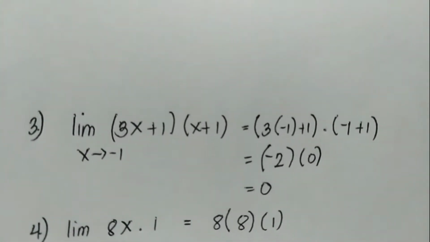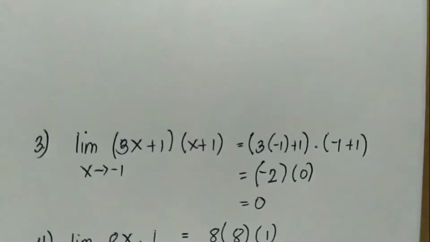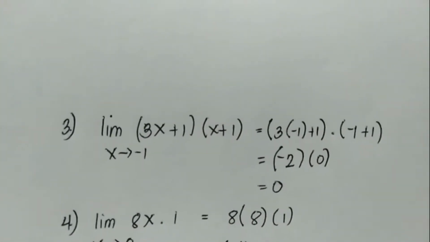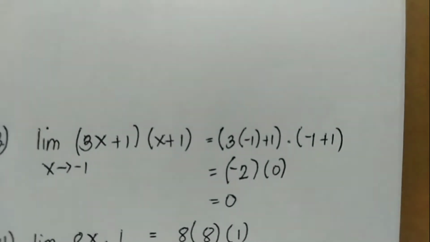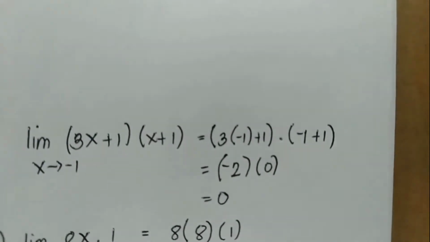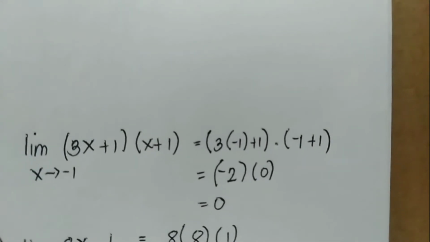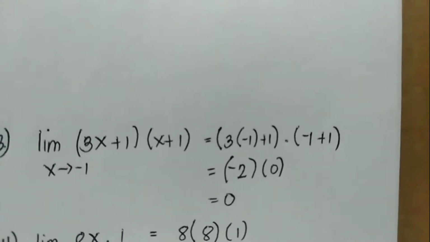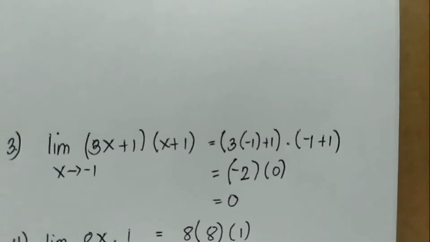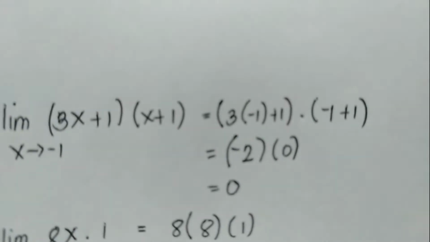Then the limit of 3x plus 1 times x plus 1 as x approaches negative 1. So substitute the value of x, negative 1. So 3 times negative 1 plus 1 times negative 1 plus 1. So 3 times negative 1 is negative 3, plus 1 is negative 2. And negative 1 plus positive 1 is 0. And negative 2 times 0 is equal to 0.